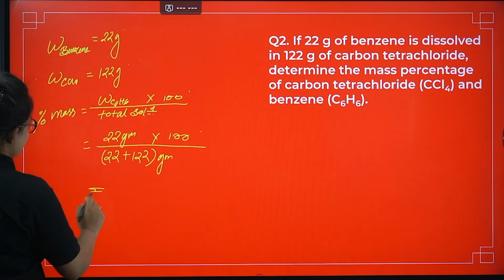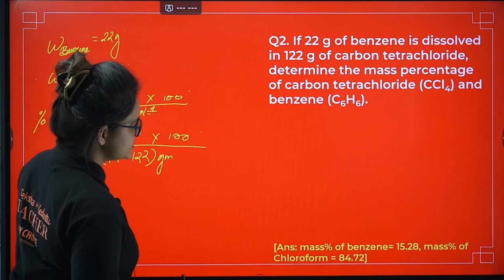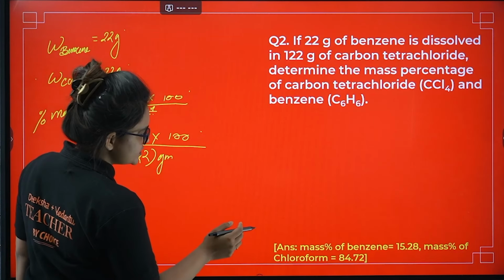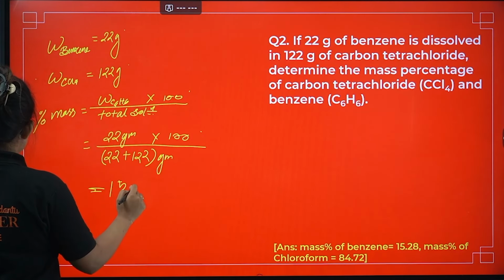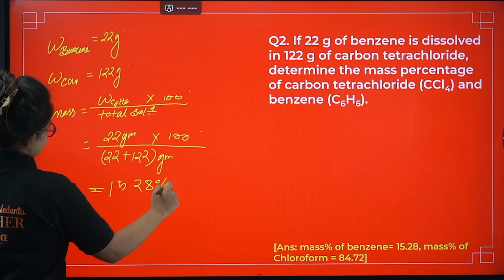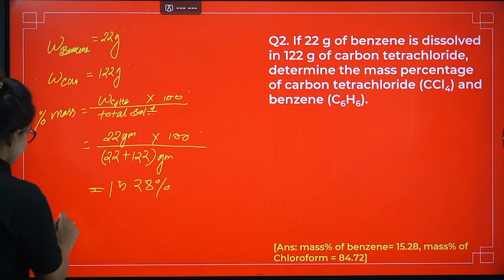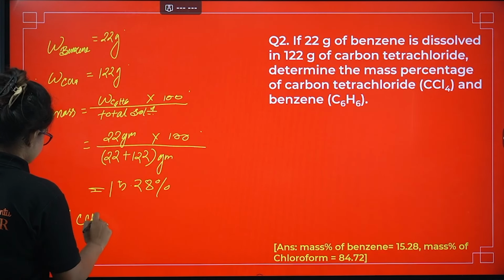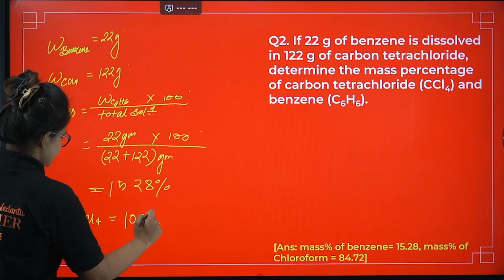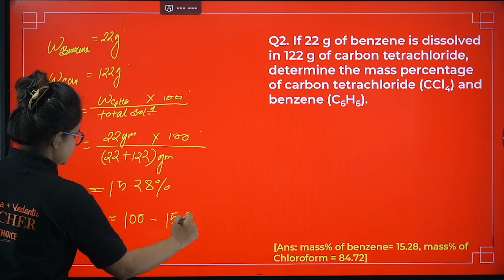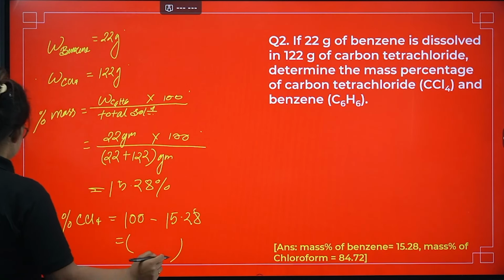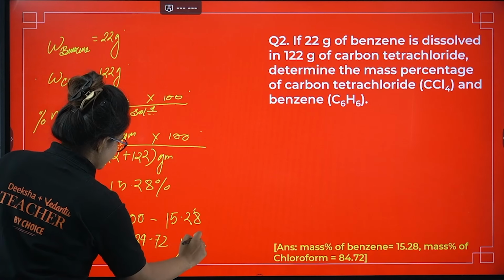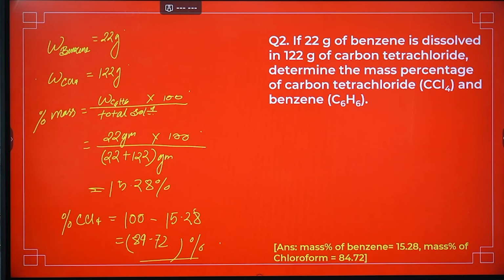So that will give you the answer. If you calculate, the mass percentage of benzene comes to 15.28%. Now if you find the percentage weight of CCl4, you can do 100 minus 15.28 and get the answer. That will come to 84.72%. Okay, that is the answer. I guess this is clear to you.